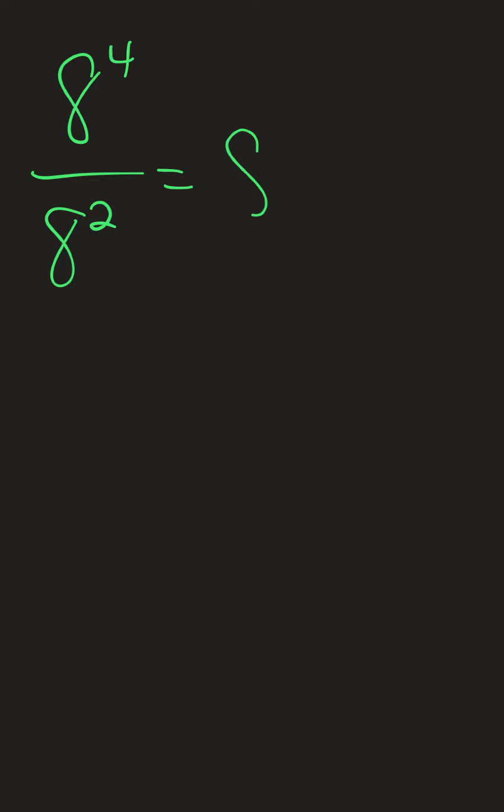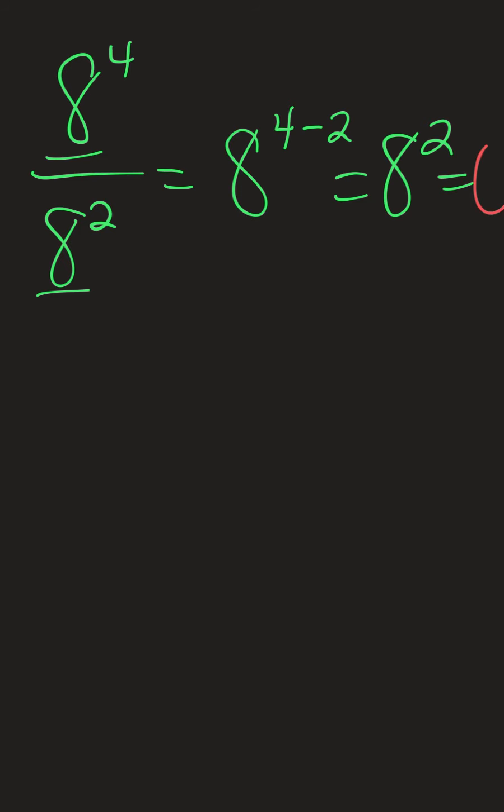Another example we have is 8 to the power of 4 over 8 to the power of 2. Again, 8 times itself 4 times divided by 8 times itself twice, but I know that this works because they have the same base. So I'm simply going to subtract my exponents, and I get 8 to the power of 2, or 8 squared, which in this case is 64, and I can fully simplify that.